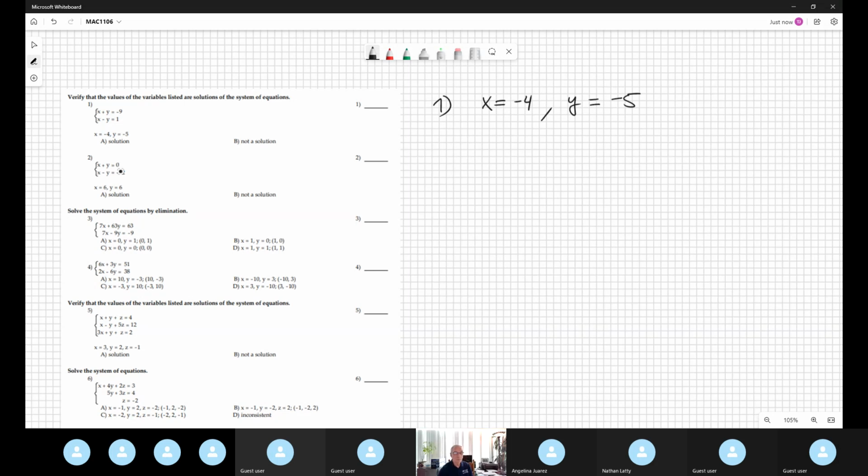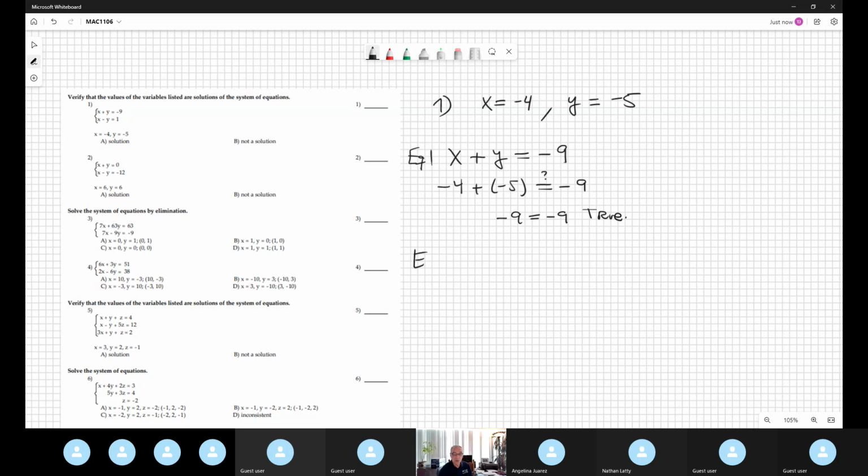Let's do it. The first equation is x plus y equals negative 9. So x is negative 4 plus y is negative 5 should be negative 9. Oh, it's true because negative 4 plus negative 5 is negative 9, and negative 9 is equal to negative 9. It's true. And is this enough? No. We need to satisfy both equations. This is equation 1.